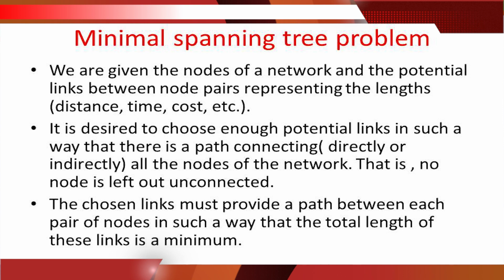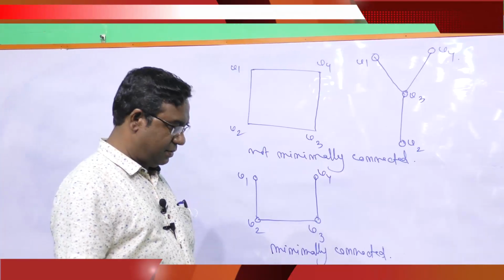Then the chosen links must provide a path between each pair of nodes in such a way that the total length of these links is a minimum. So our main objective is to find the minimum length. In terms of cost, we want to find the minimum cost. So this is the principle of the minimal spanning tree problem.